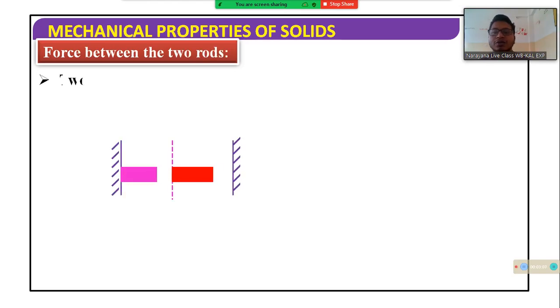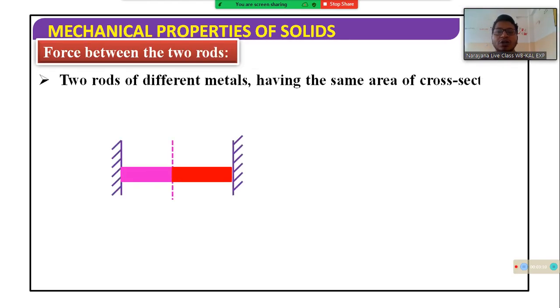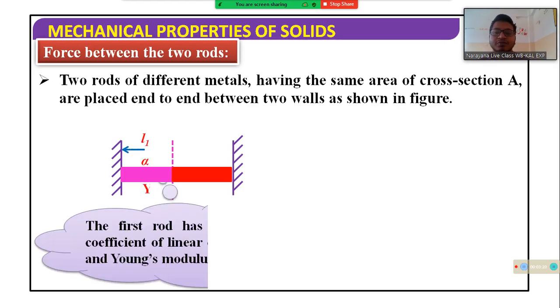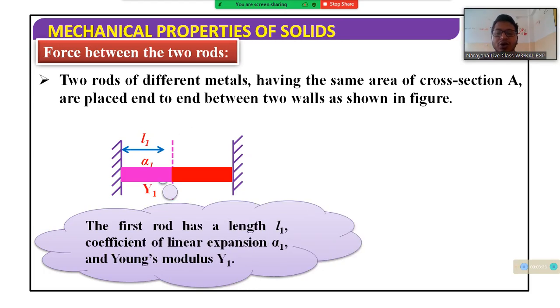Force between two rods of different metal. The rods are made of different metals having the same cross-section area A, and are placed end to end between two walls as shown in the figure. The first rod has length L1, coefficient of linear expansion alpha 1, and Young modulus Y1. The length of the rod expands linearly, so we can discuss Young modulus. What is Young modulus? Young modulus is defined as the normal stress by strain.